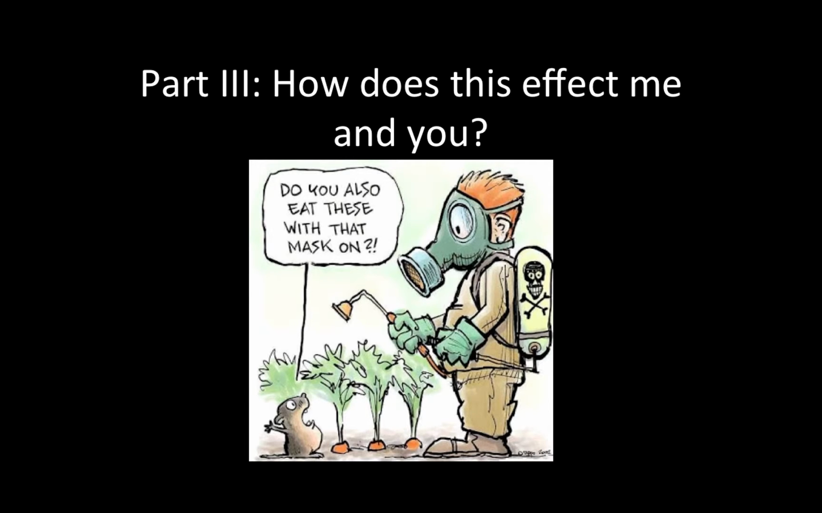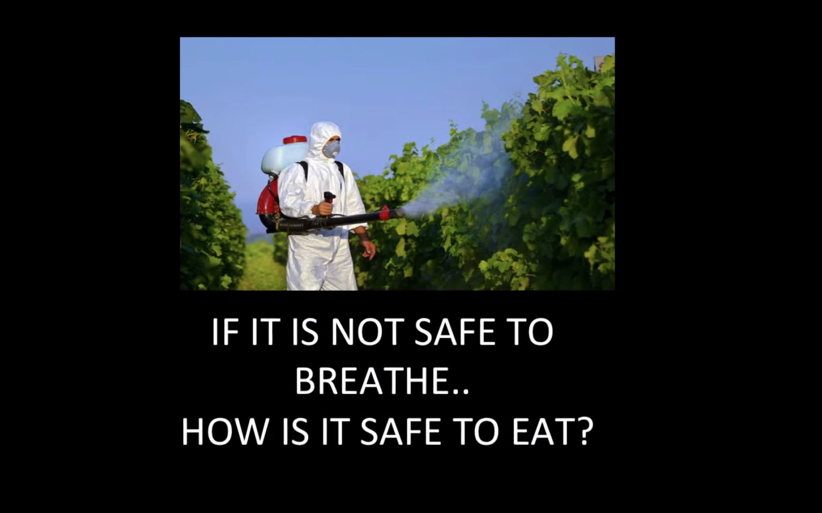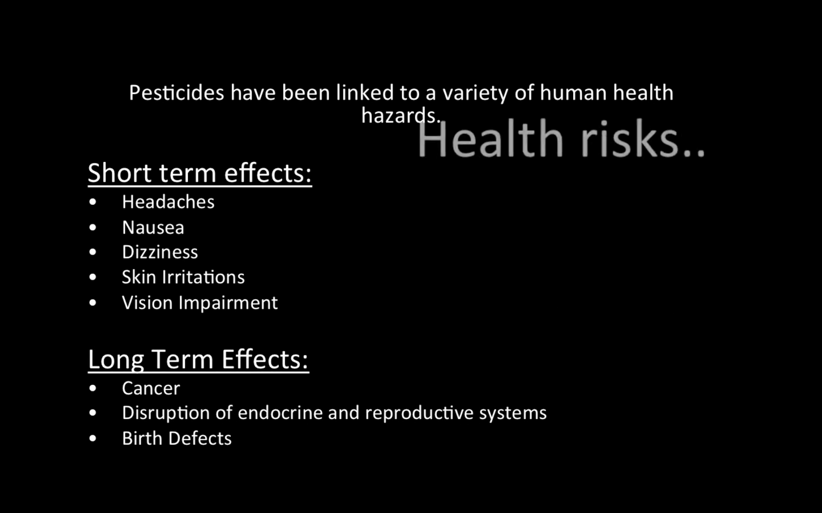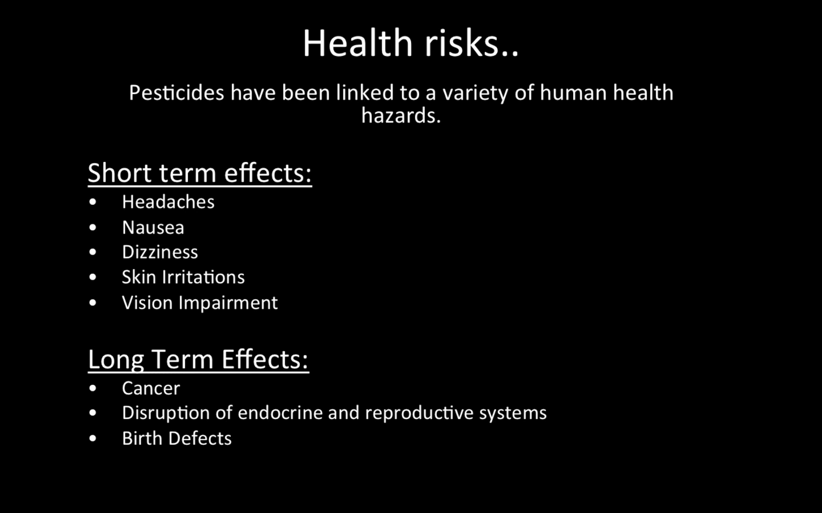So how does this affect me and you? A picture is worth 1,000 words. If it's not safe to breathe, then how is it safe to eat? Pesticides and the toxic chemicals they contain have been linked to a variety of human health hazards. Some short-term effects include headaches, nausea, dizziness, skin irritations, and vision impairments. Long-term effects have been known to include cancer, disruptions to the endocrine and reproductive system, and birth defects.